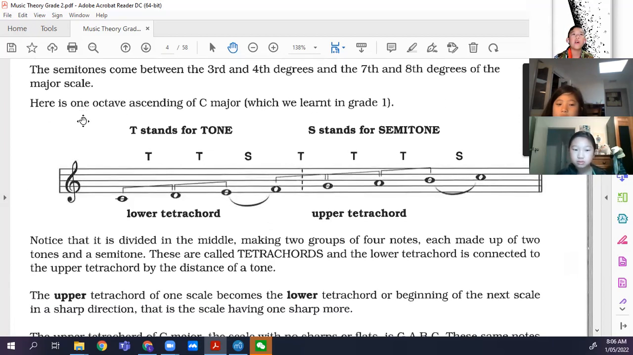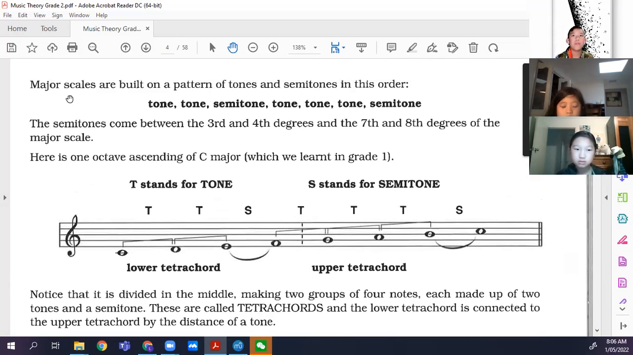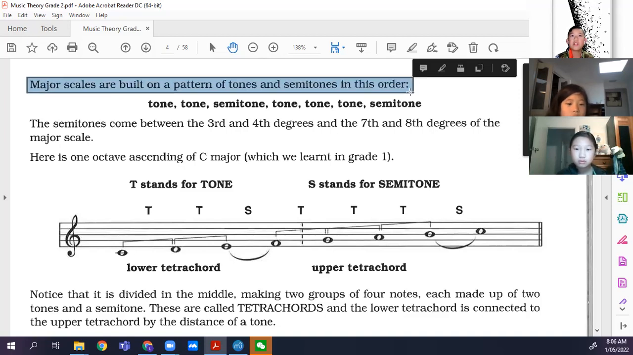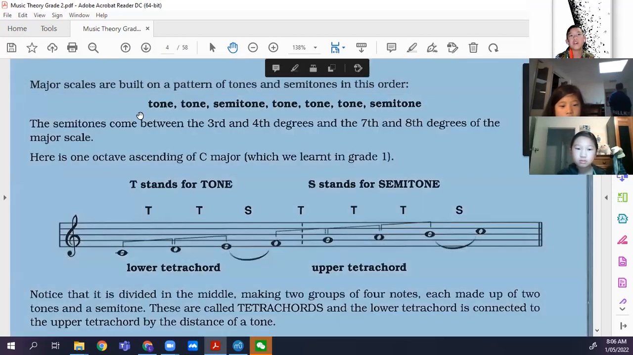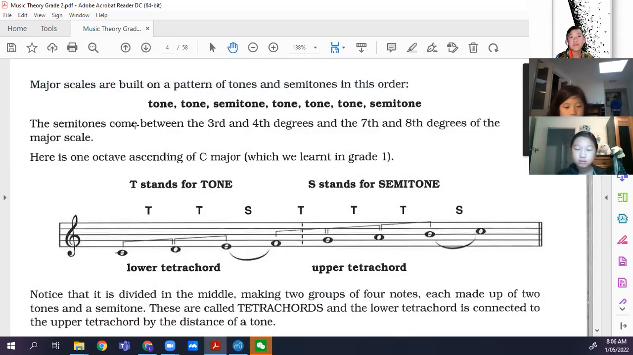And we already know the pattern of tones and semitones in which major scales are built on. Let's just chant it again. Tone, tone, semitone, tone, tone, tone, semitone.